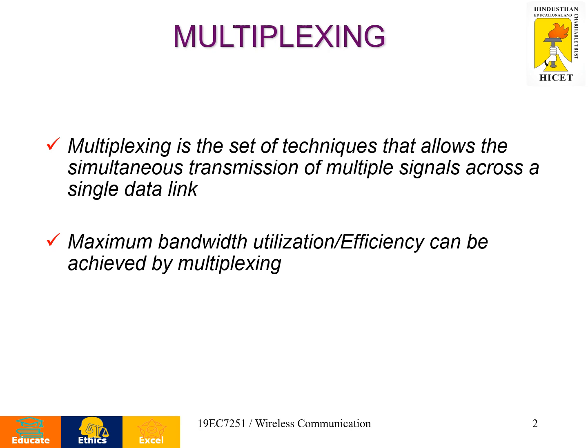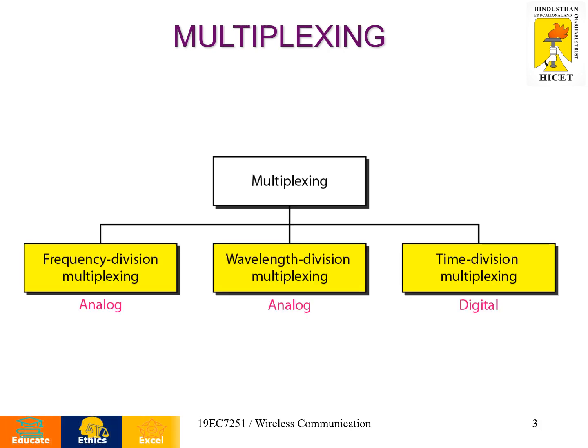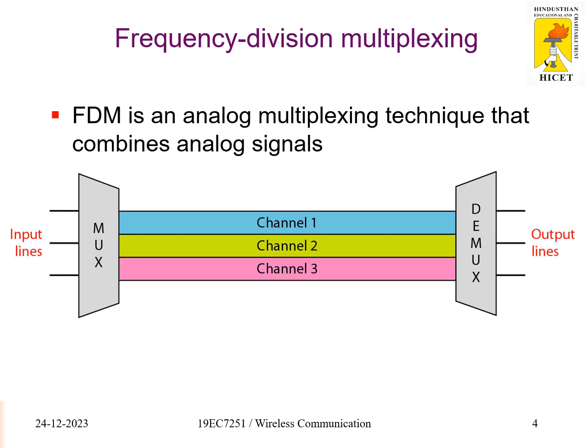Multiplexing is a set of techniques that allows simultaneous transmission of multiple signals across a single link, by which maximum bandwidth can be utilized and its efficiency is improved. Basically, it is classified as frequency division multiplexing, wavelength division multiplexing, and time division multiplexing, where FDM is analog and WDM is analog and time division is digital.